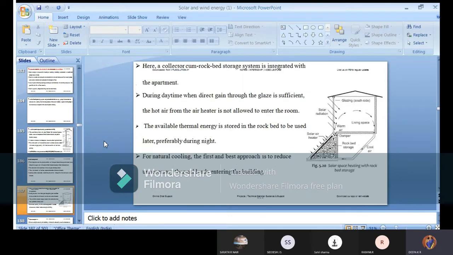One more is where we make small changes to the system. The Trombe wall is not added here. Instead, we have a rock bed storage, and this rock bed storage is responsible for heating up the air from cold to a high temperature. Here a collector cum rock bed storage system is integrated with the apartment. So this is one more type of building heating. I can call it apartment or residential purpose. Either kind can be used.